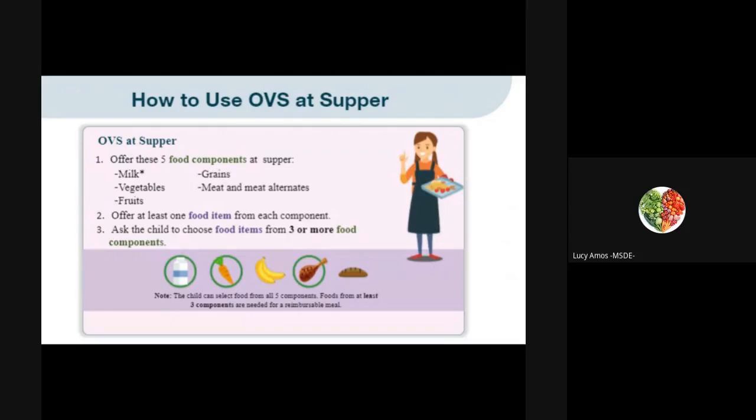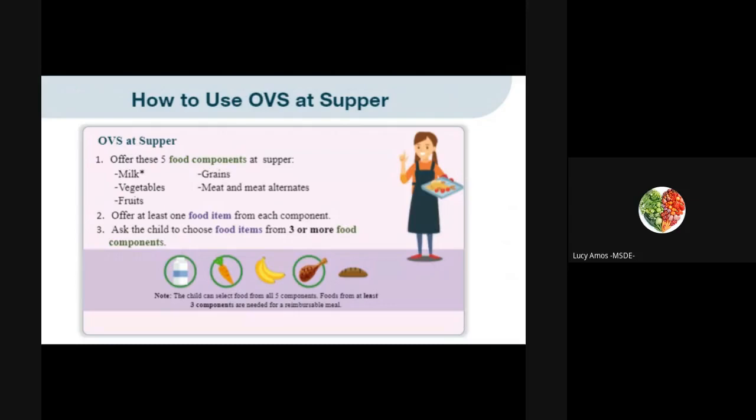At supper, you must offer these 5 components: milk, vegetables, fruits, grains, and meat alternates. As you can see, at supper, vegetables and fruits are separate food components. In OVS, you must offer at least one food item from each one of the 5 components at lunch and supper. Let's take a closer look at the example shown on page 1 of the worksheet.